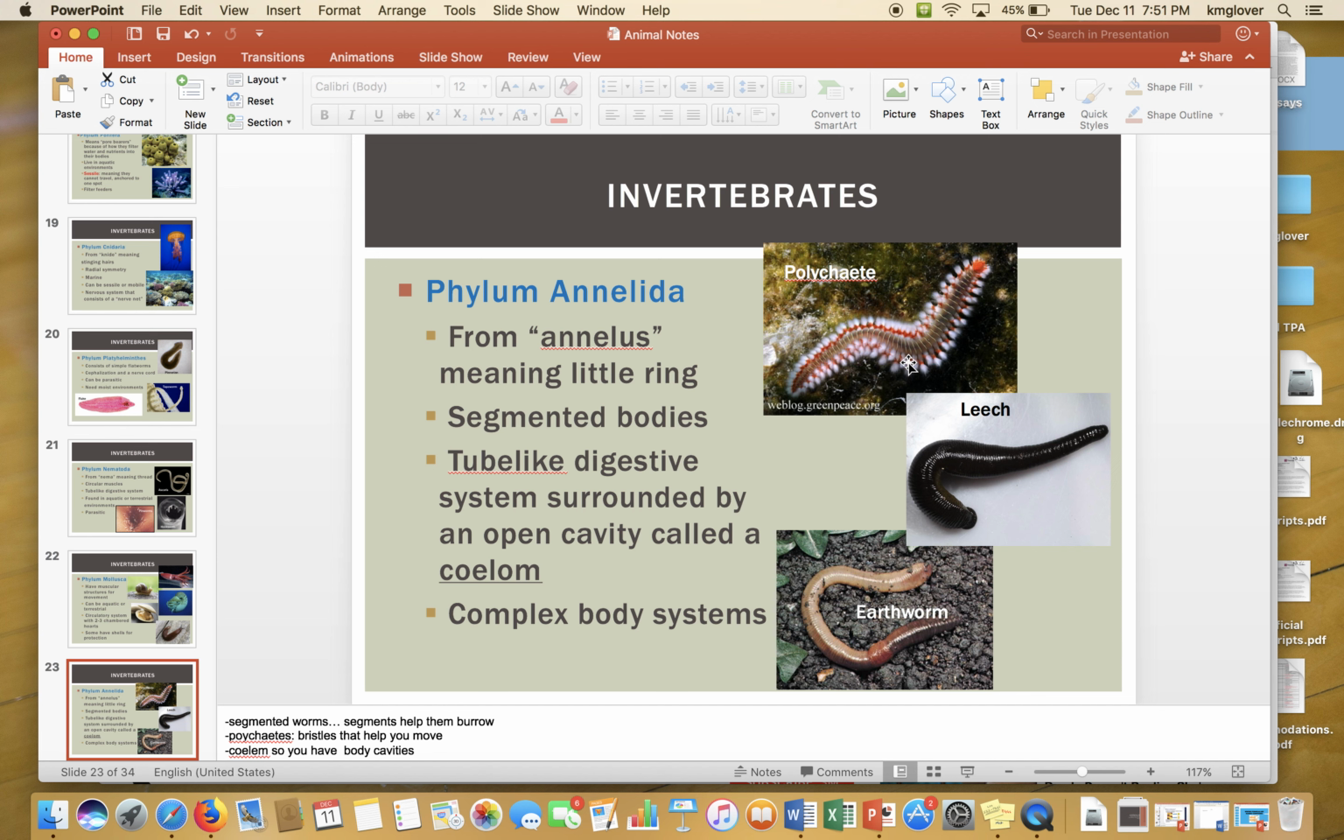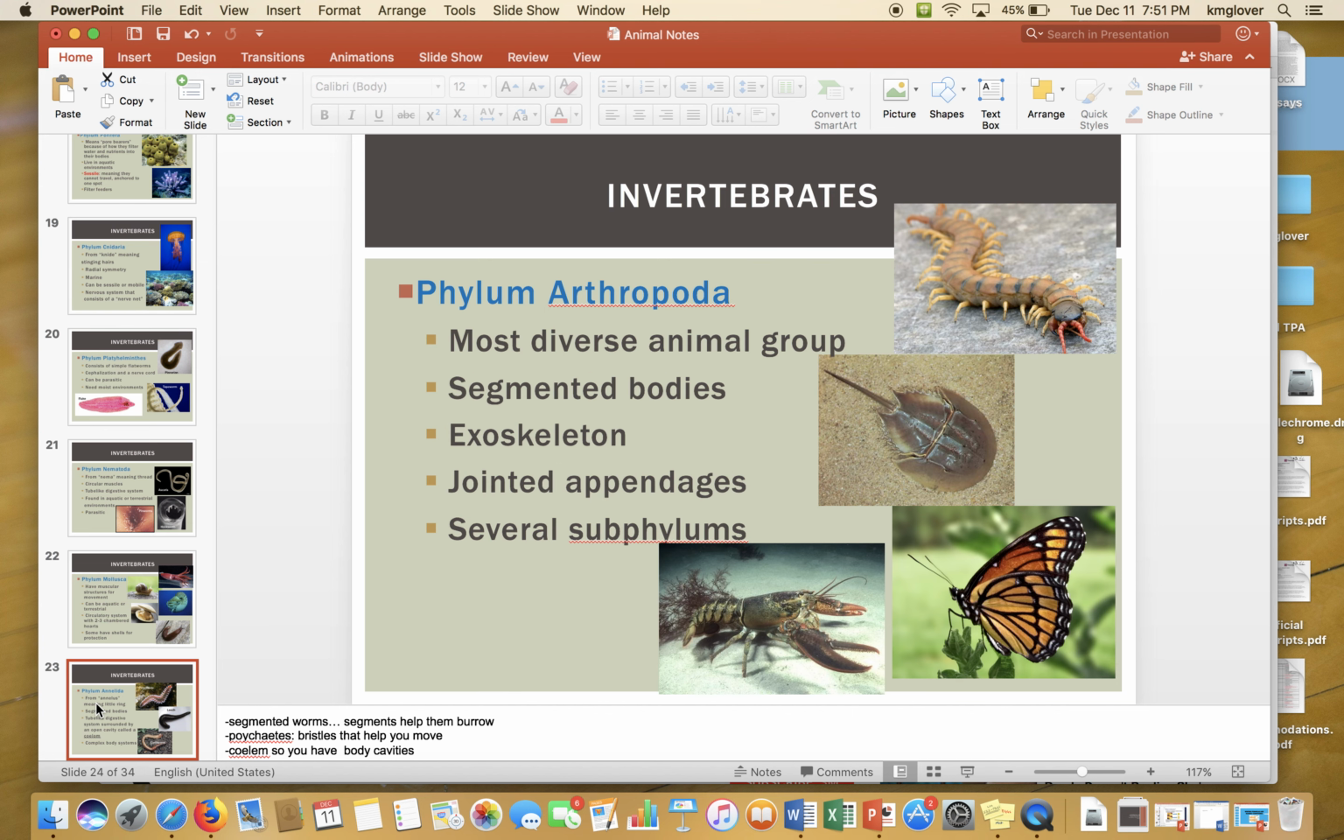All right. So they have a digestive system, and they're actually pretty complex. When you think of worms, you don't think of a lot of complexity, but worms are very, very important to our evolution because finally you have a lot of these body systems. Okay. So an example of the phylum Annelida would be an earthworm.